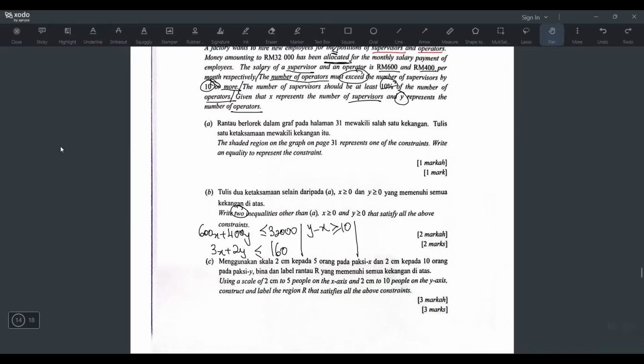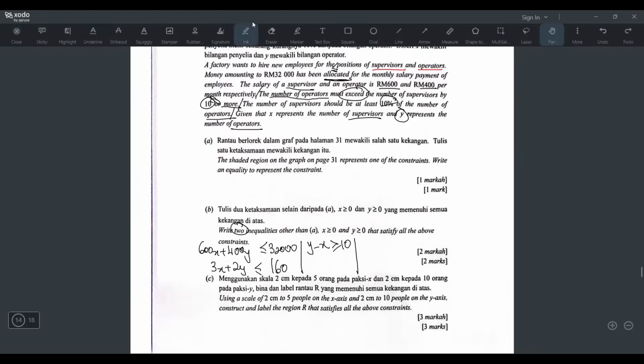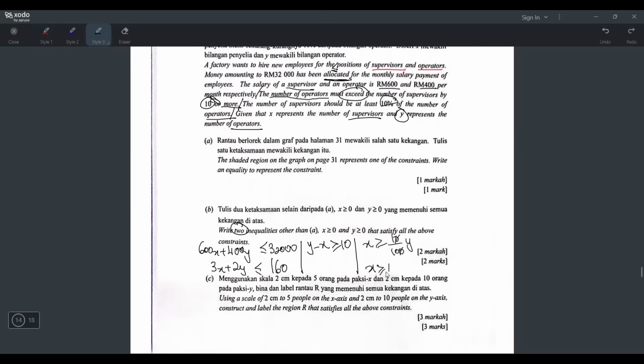Supervisor is X or Y? Number of supervisors, we use X to represent that. So X is at least, bigger or equals, 10% of the number of operators, which is 10 over 100 times Y. This one you can simplify. It becomes 1 over 10, and actually that's the answer already. X is bigger or equals 1 over 10 Y.